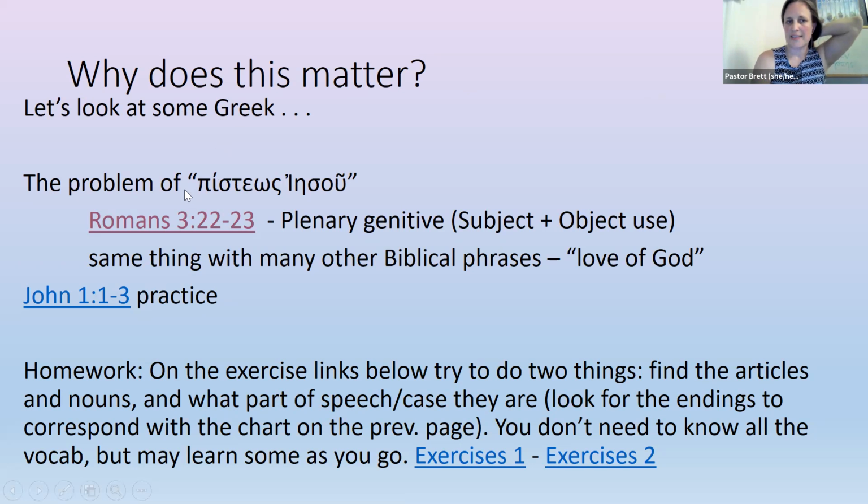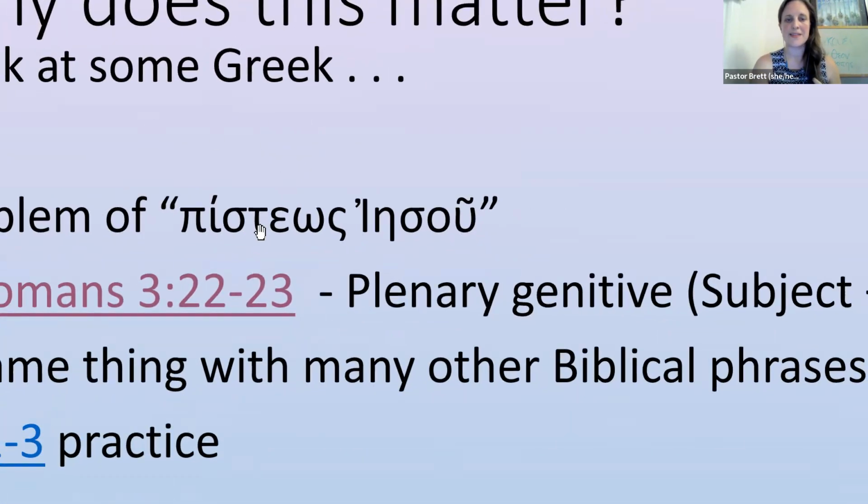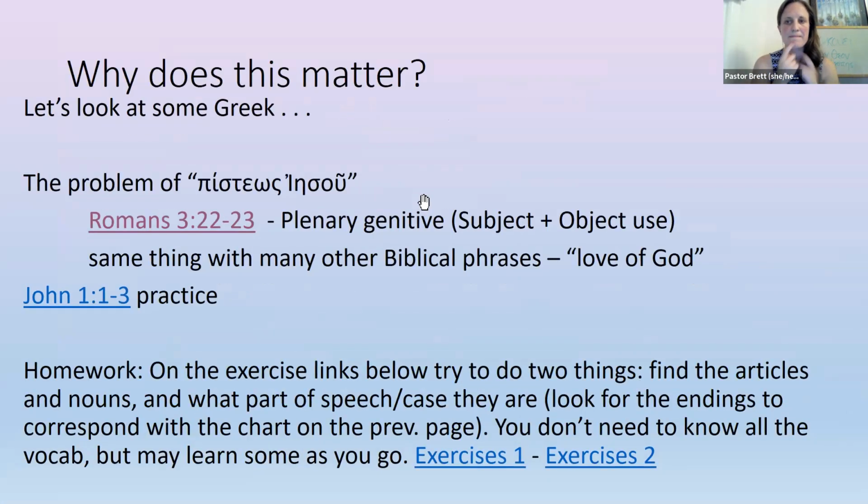This phrase, let's try to sound this out together. This phrase is pisteos Jesu, pisteos Jesu, pisteos Jesu. What does that mean? Does anybody remember what this first word that starts with a P means? Pisteos? Faith. Faith, good job. Yeah, this is the word for faith.